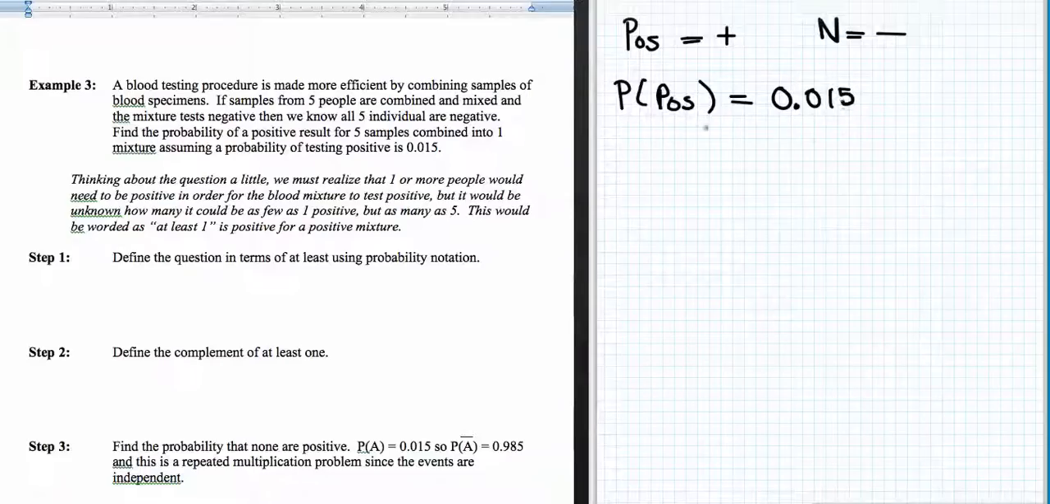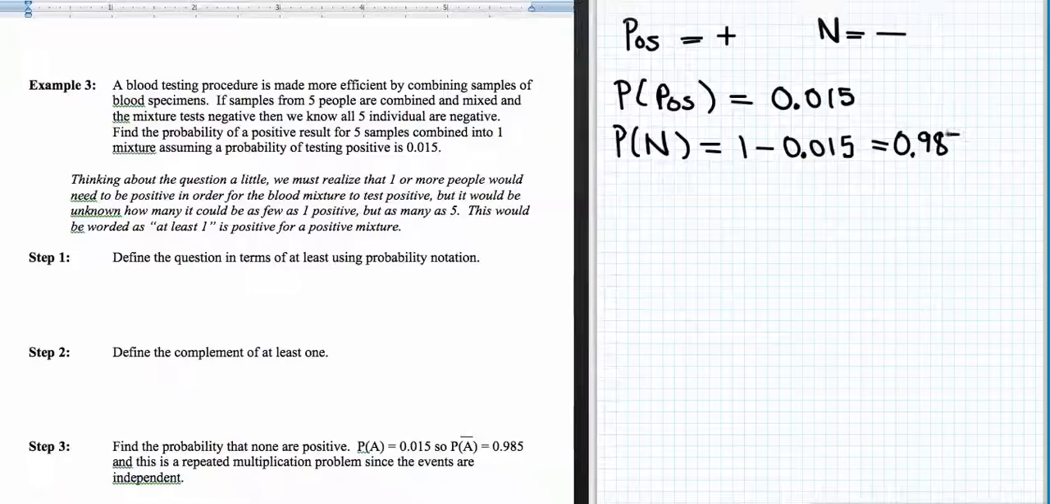So if that's the probability of testing positive, then the probability of testing negative, its complement, right, is going to look like 1 minus 0.015. And the probability of being negative, therefore, would be 0.985. That's the complement. So now with those defined, let's turn in terms of the notation we have going on here, let's get the probability that we want defined.